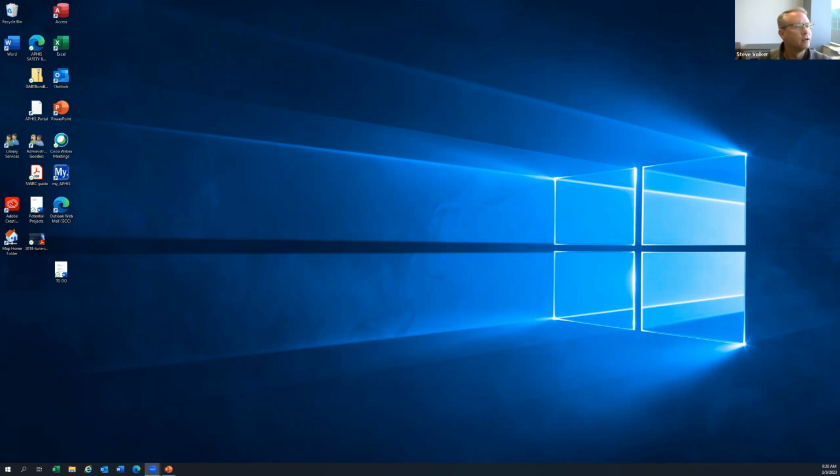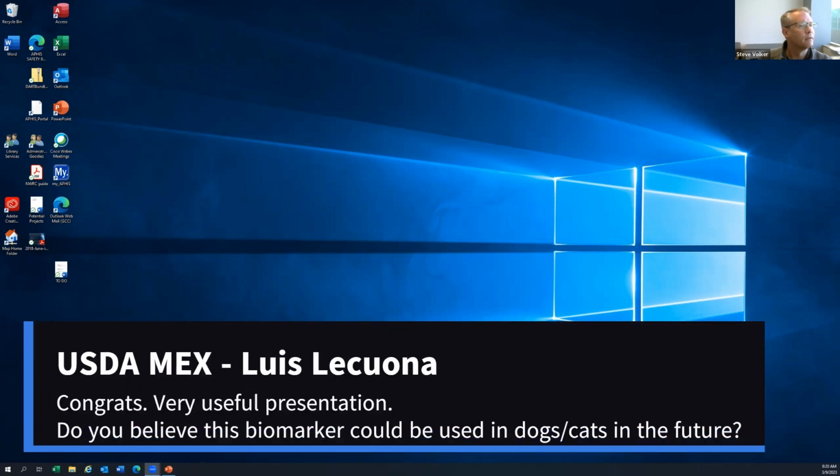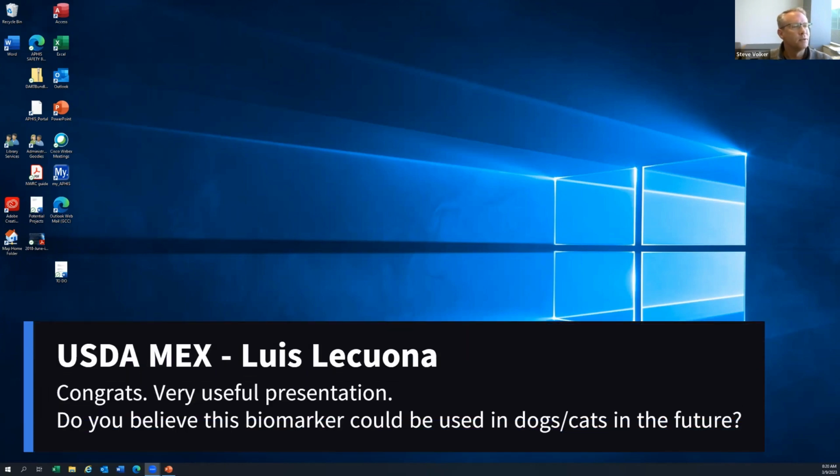And I have a question here. Okay. Do you believe this biomarker could be used in dogs and cats in the future? I would think it would work quite well. Maybe, I'm not sure if this would be a concern, but I know that iophenoxic acids were in the past used in humans, and in that case, they were used as a contrasting agent for, I would imagine, MRI. And that has been discontinued for the reason that it stays in the body for so long.